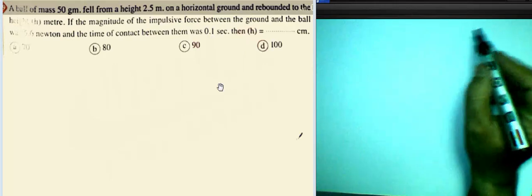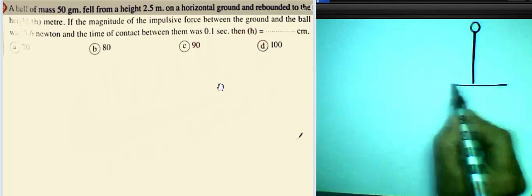Next question here: a ball of mass 50 gram fell from a height of 2.5 meters onto horizontal ground and rebounded to a height h meter. If the magnitude of the impulsive force between the ground and the ball was 5.6 Newton, and the contact time between them was 0.1 second, then the height equals what? Okay, we'll draw this example here.